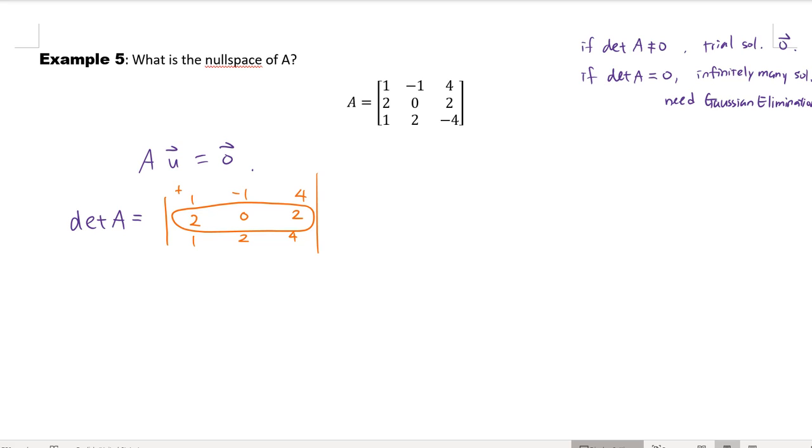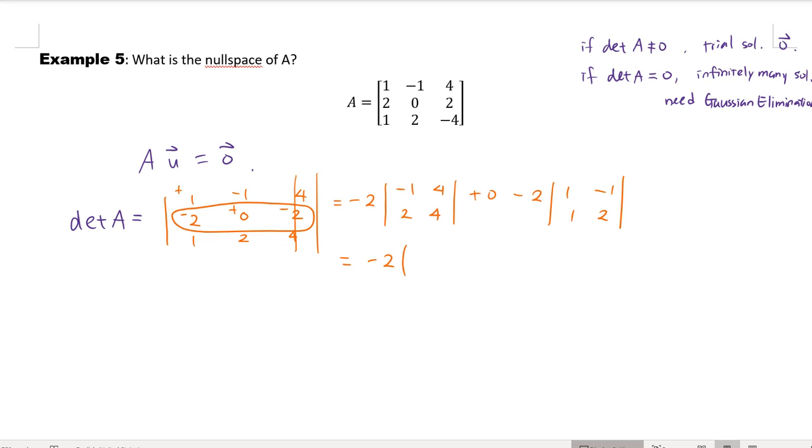Remember the one entry is positive and then it alternates. So that's why we have -2 times the submatrix by deleting the second row and the first column. And then plus 0 times whatever, 0 minus 2, and then times the determinant of the submatrix by deleting the second row and the third column. So 1, minus 1, 1, 2.